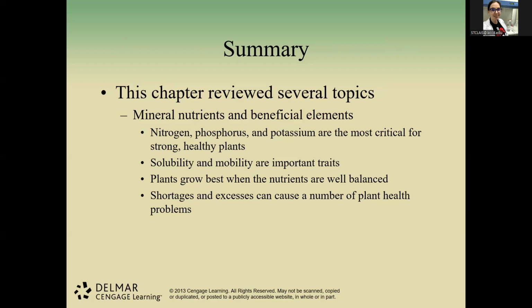The solubility and mobility of these elements is important. Remember, solubility is going to determine the plant uptake. It's important based on the soil pH. The mobility is important in terms of changes and losses in the soil. When the nutrients are well balanced, plants will grow the best. And we also can have a number of plant health problems that are caused by shortages or deficiencies and excesses, which can lead to toxicity to the plant.